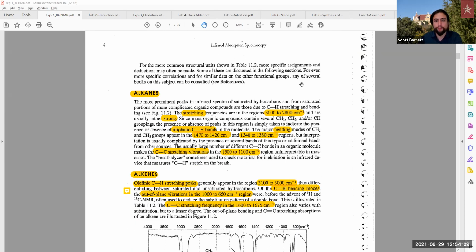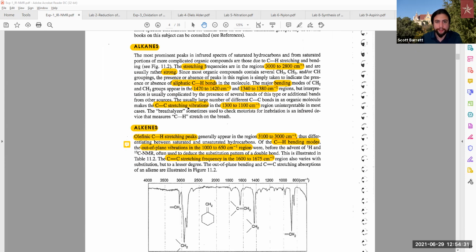But the take-home message here would be to review down here in these sections. So alkanes show a stretch in 3000 to 2800. And remember, it's not going to be too deep because it's not a strong dipole moment, but there are some major bending modes from 1470 to 1420 and 1340 to 1380. And then additionally, as they say, the stretching in 1300 to 1100.